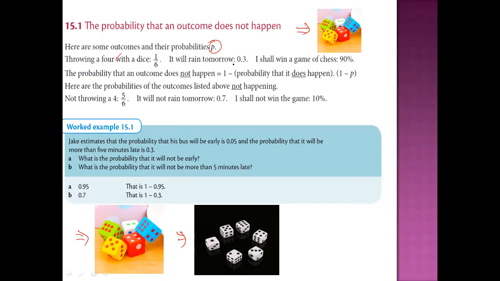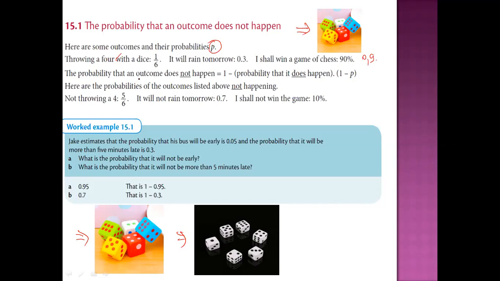And it will rain tomorrow is 0.3. The probability is 0.3, or in percentage form, you can write 30%. And I shall win a game of chess is 90%, or in decimal form, 0.9. Okay, now let's look at the answers of these probabilities.